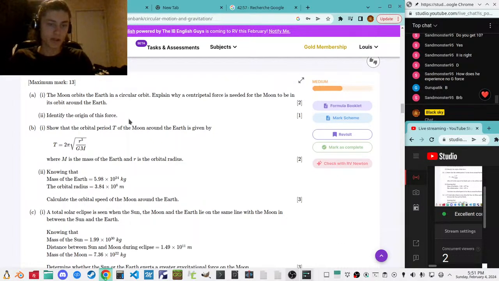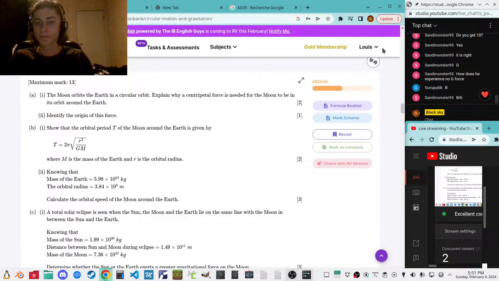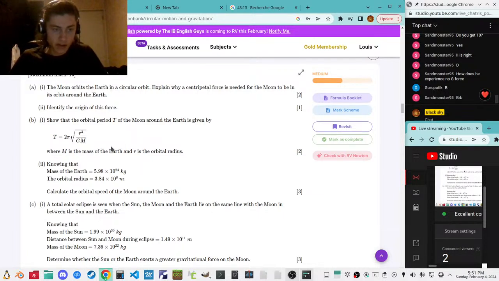Identify the origin of this force: the Earth's gravitational force. Yeah, of course I would specify gravitational force. Show that the orbital period T of the moon around the Earth is given by this. So all you have to do is rearrange the equation.